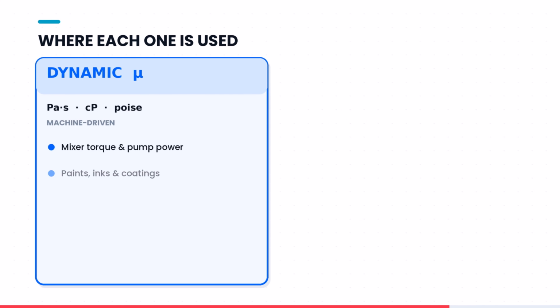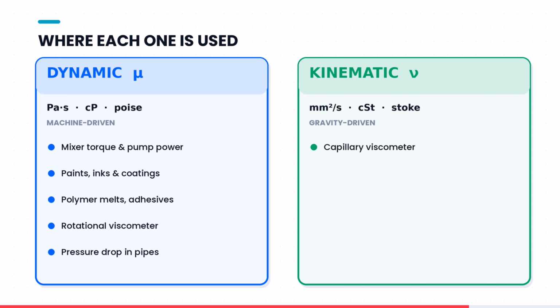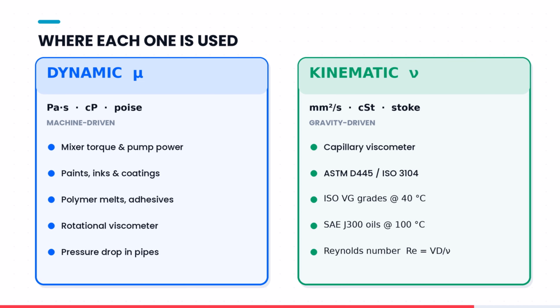Use dynamic viscosity when a machine supplies the force. Mixer torque, pump power, coatings and inks. Polymer melts. Use kinematic viscosity when gravity supplies it. Capillary viscometers, lubricant grades, and Reynolds number.